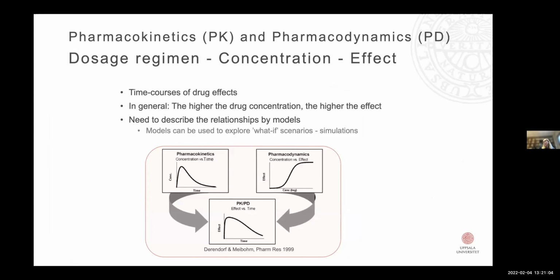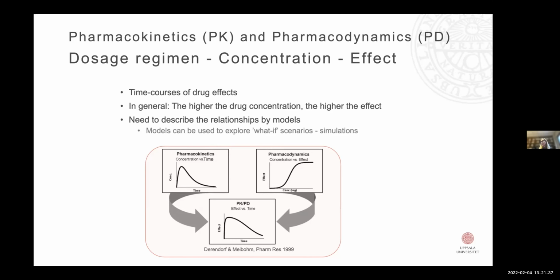So we focus on the pharmacokinetics and pharmacodynamics, and that's really how the dose regimen, so the dose amount and how often you give the dose, is related to the concentration in the body, and also the concentration that actually reaches the sites where the bacteria are, and then how that concentration is related to the effect. And we are really interested in the time courses of drug effects. So how does it look over time?